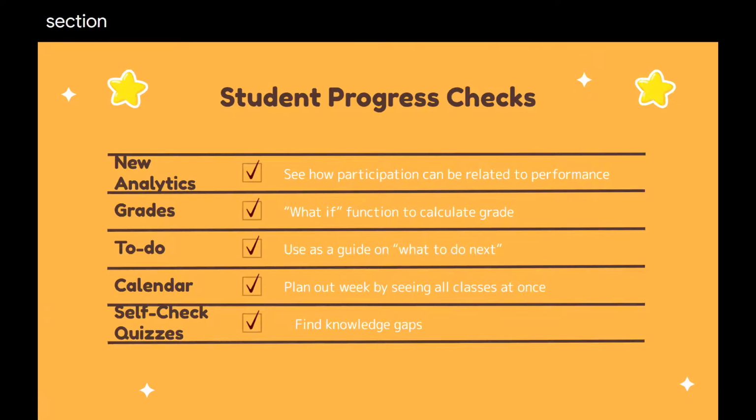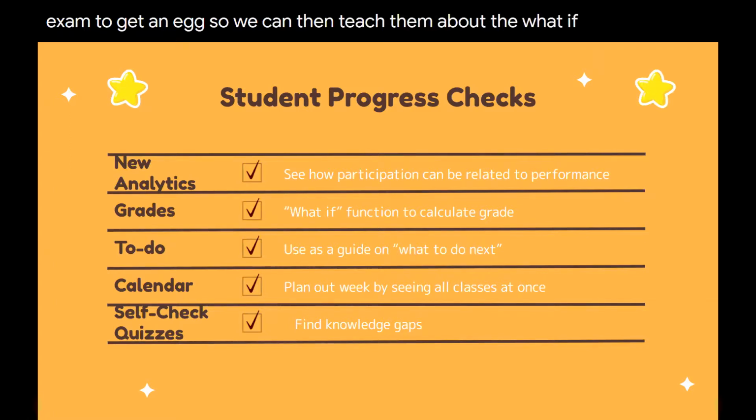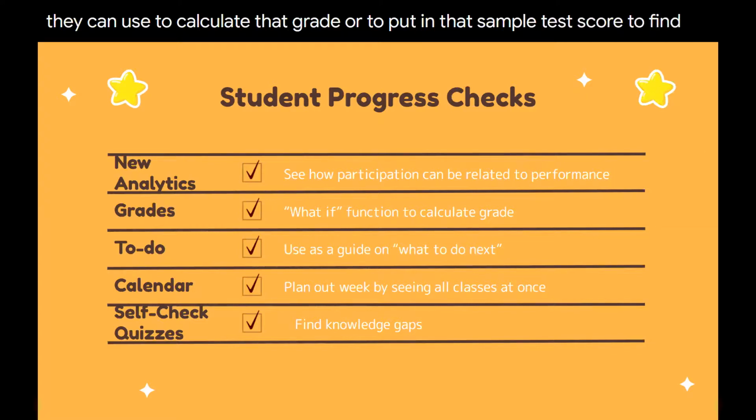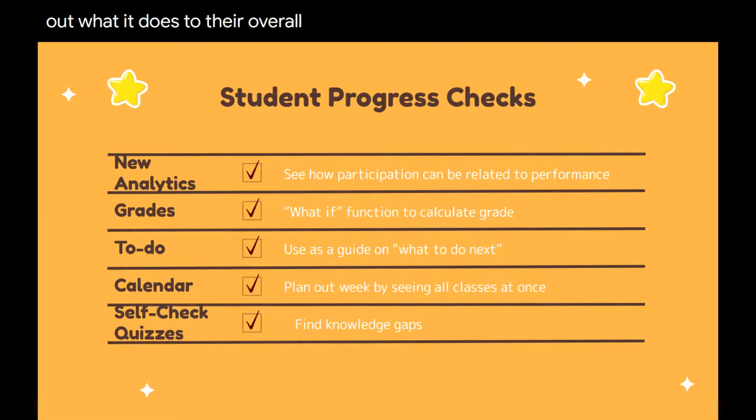Again, in the grade section, you know, we all get asked, well, what grade do I need to get on my final exam to get an A? So we can then teach them about the what if function that they can use to calculate that grade or to put in that sample test score to find out what it does to their overall grade. You can also teach students how to do their own to-dos in their course. So they can use it as a guide to what to do next or reminder for themselves in Canvas so that they create those to-dos and it's on them to do and not on you.